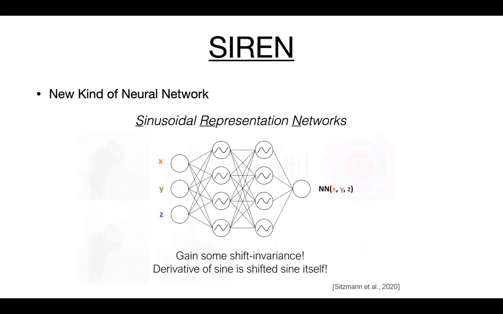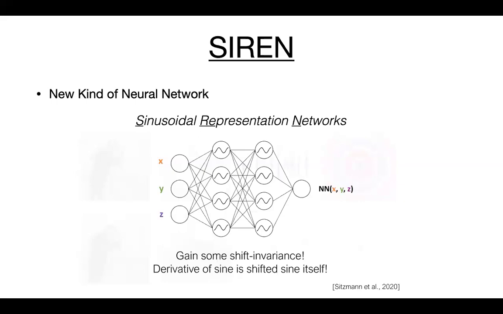What's the difference here? Because we have seen the activation function of all the neural networks that we have seen, fully connected neural networks, convolutional networks. The activation function is one type of function that's not periodic. It's either ReLU or sigmoid or something like that, right? So Siren has a sinusoidal activation function, a sine function.